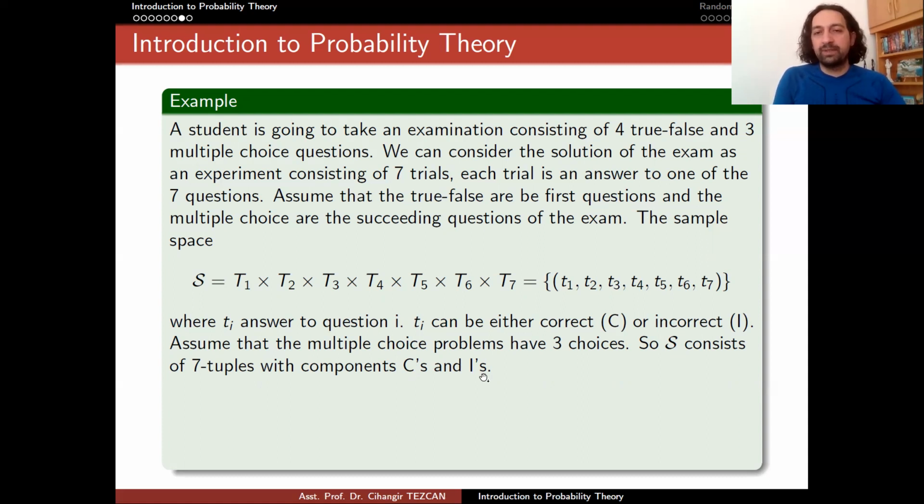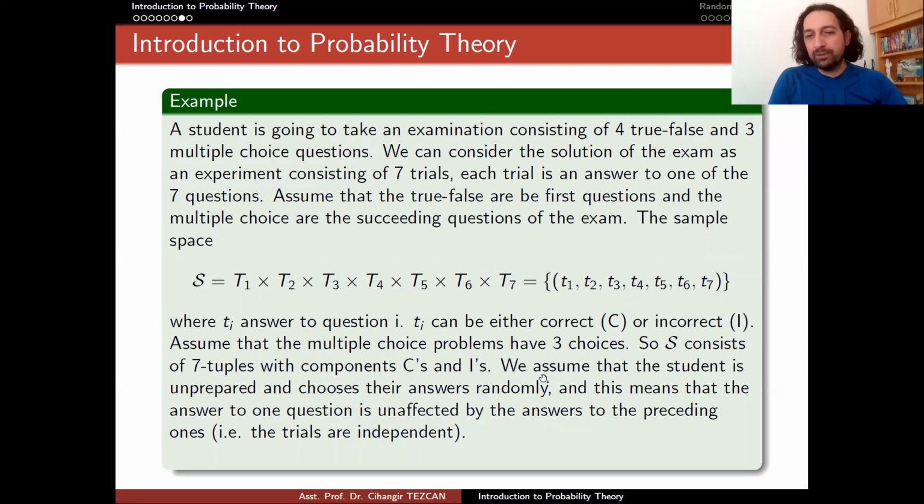Once a student writes 7 answers, like T1 to T7, we will say that this one is correct, this one is incorrect, and so on. So your 7-tuple will consist of corrects and incorrects. We assume that the student is unprepared and chooses their answers randomly, which happens all the time. This means that the answer to one question is unaffected by the answers to preceding ones. So here we are assuming the independence of trials. Just remember the previous definition.